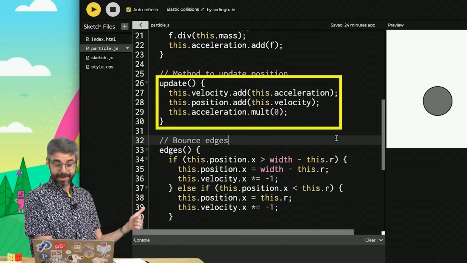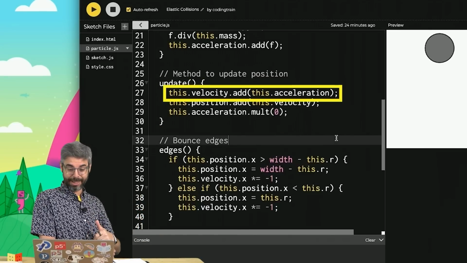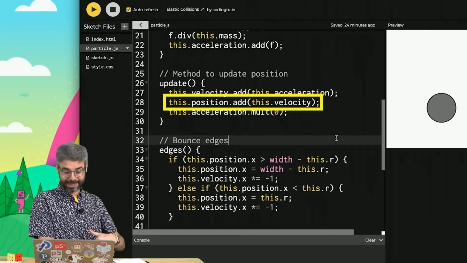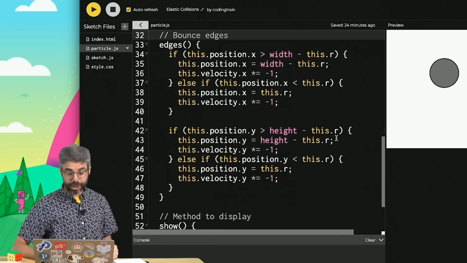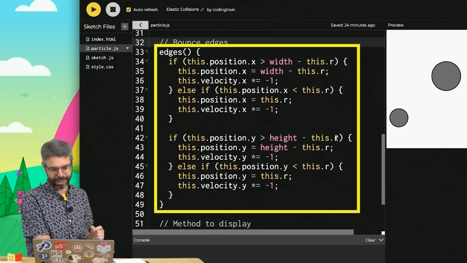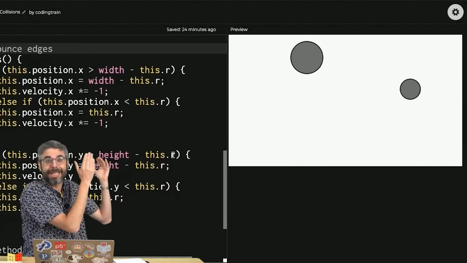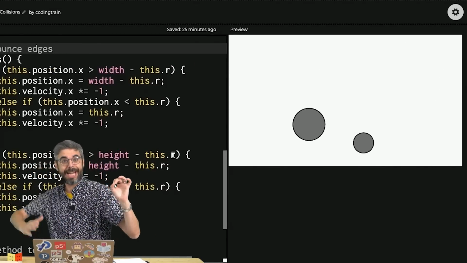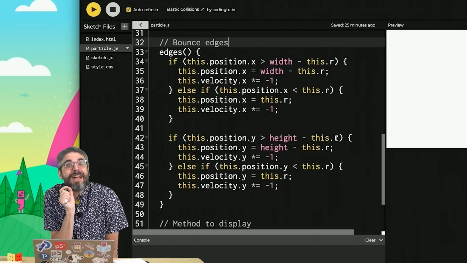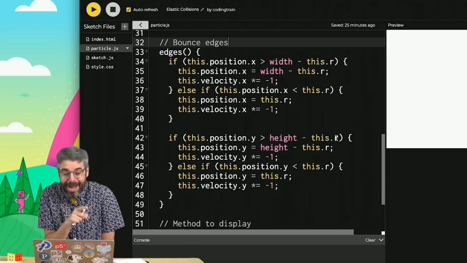The update method has velocity changed by acceleration, position changed by velocity, and then I quickly cooked up this edges function. So this is actually already a perfectly elastic collision between a circle and a wall. So this is a very similar scenario to what I need to do.